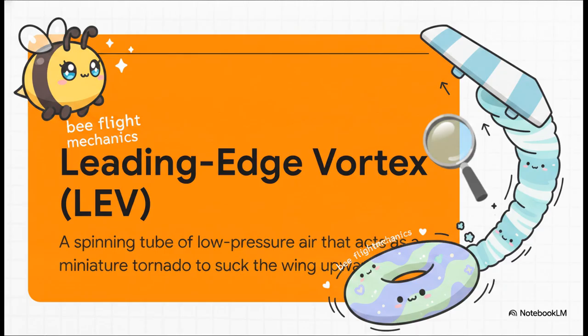How does it do that? Well, its rapid, violent flapping generates a stable, spinning tube of low-pressure air right along the very front edge of the wing. It essentially creates a mini torus ring, like a localized, miniature tornado just lying perfectly on its side. This spinning vortex actively sucks the wing upward, and it continuously generates up to twice the expected lift without breaking that aerodynamic seal. It's brilliant.